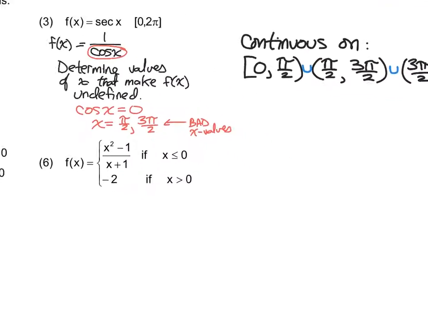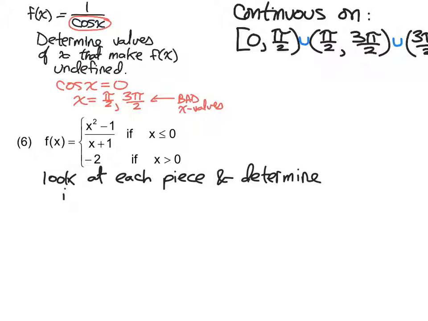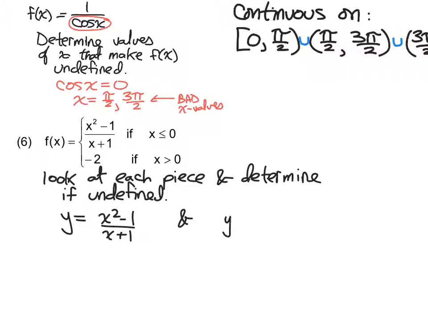Same directions. Describe the intervals in which the function is continuous. What I want to do first is look at each piece separately and determine if it's undefined. I'll write the 2 functions out just to make it obvious. We have y equals x squared minus 1 over x plus 1, and we have y equals negative 2. Y equals negative 2 is a constant function, so we're not worried about that one.